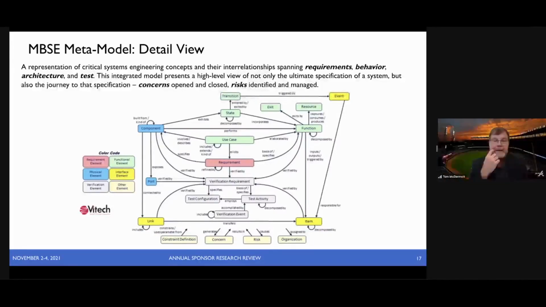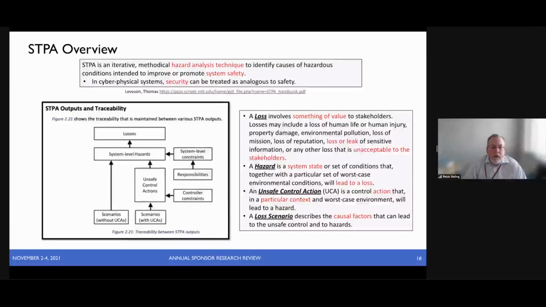Good. So she asked, can the use case be the loss scenario? When we show you the meta model, which we're going to do in a second, you'll see how use cases and loss scenarios are linked together. So we can probably move on to the next slide, Peter. Yeah, that'd be great.